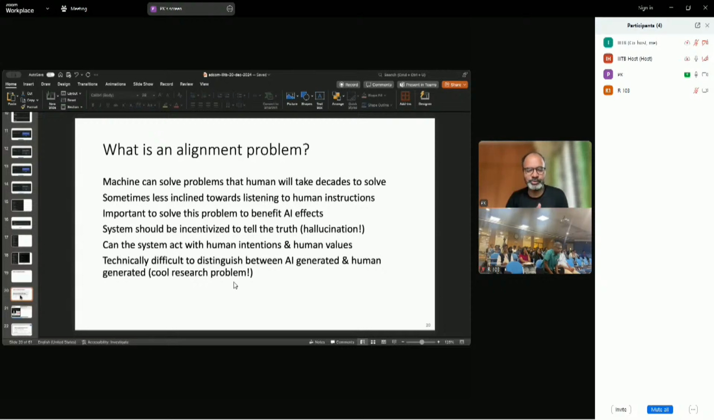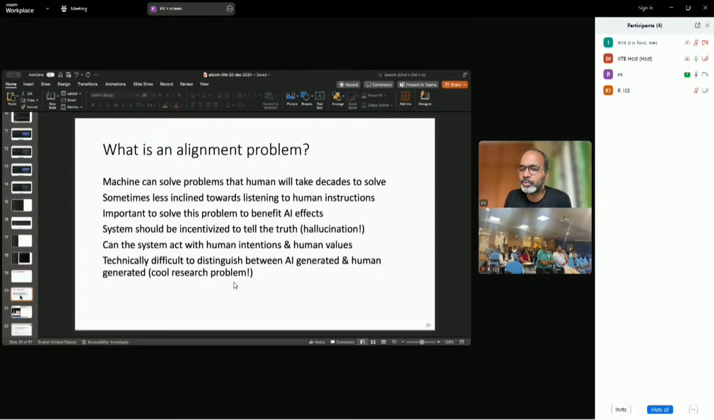But for now, two or three more research questions that are very, very popular. Two of them are listed in this slide also. One is called hallucination. The other one is distinguishing between AI-generated content and human-generated content.